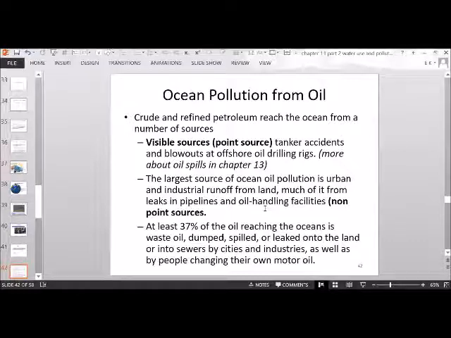At least 37% of the oil reaching the oceans is waste oil dumped, spilled, or leaked onto the land or into sewers by cities and industries, as well as by people changing their own motor oil.